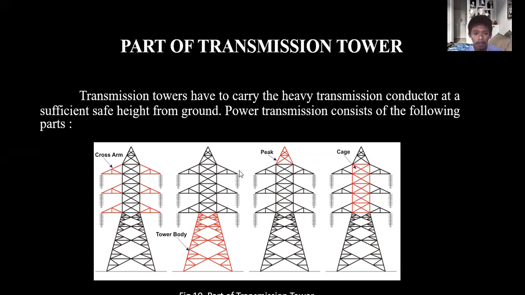Number four, tower body. The portion from the bottom cross arm to the ground is called the transmission tower body. This portion of the tower plays a vital role in maintaining the required ground clearance of the bottom conductor of the transmission line.